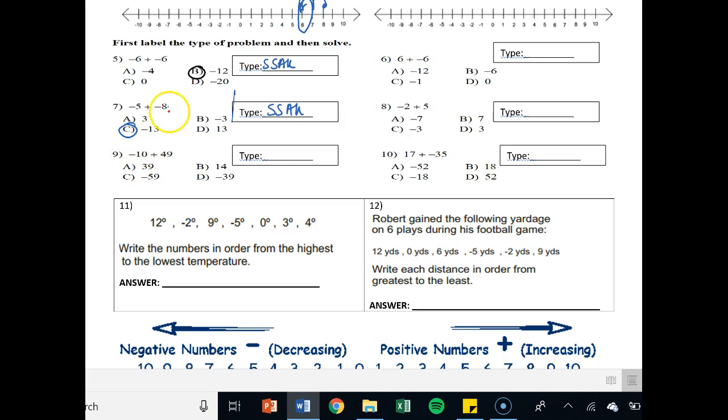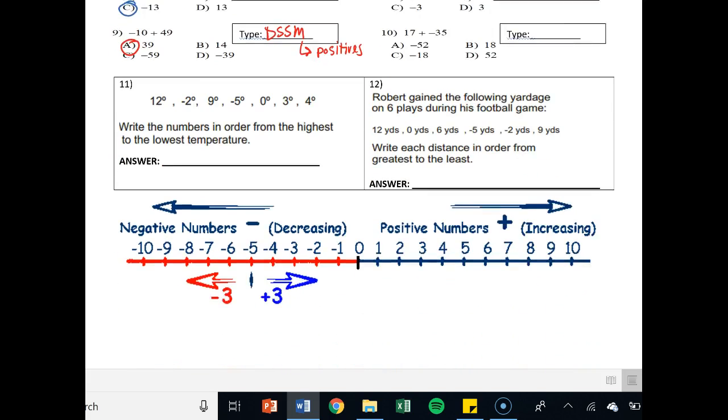Number 9, -10 plus 49. Those are different signs. I got a negative and a positive. Different signs, so I will subtract and keep the sign that we have more of. So 49 minus 10, that's 39. I have more positives than I do negatives, so I say more positives, making sure that you know your answer should be positive. If you had more negatives underneath the M, you would draw an arrow and put negative.